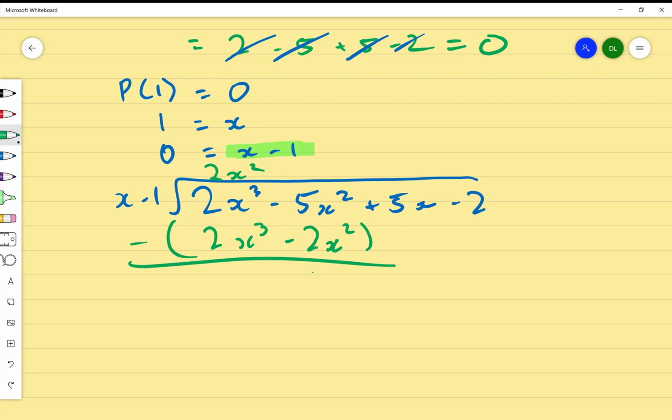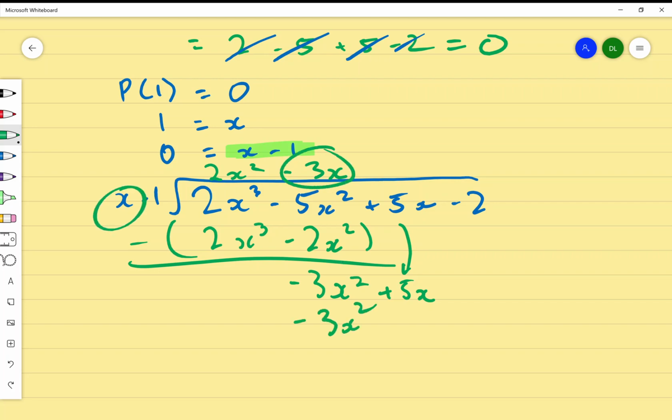Negative 5x squared minus negative 2x squared gives me negative 3x squared, which is correct. I bring down the 5x, and I get plus 5x over here. What value do I have to multiply x by to get negative 3x squared? Negative 3x, and I write negative 3x over here. So I get negative 3x squared, because that's what I get when I multiply these two values. But now I'm going to multiply those two, and I get positive 3x. Am I going too quickly? Okay. Hopefully we're quite familiar with this concept of long division.